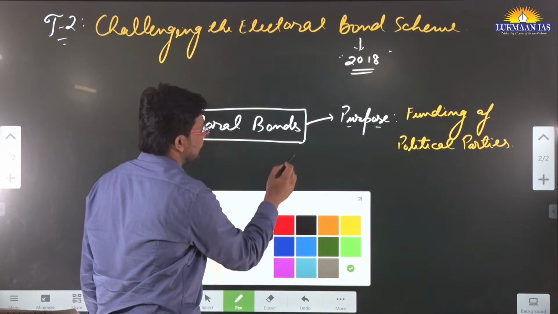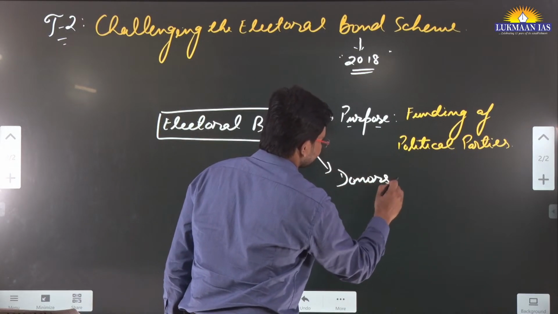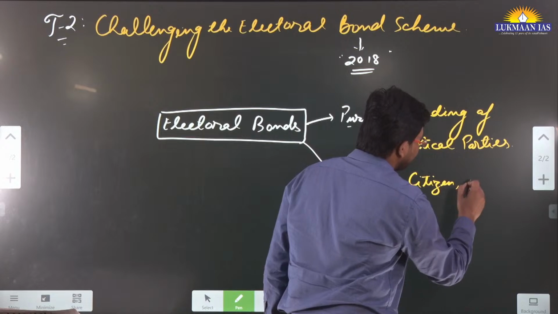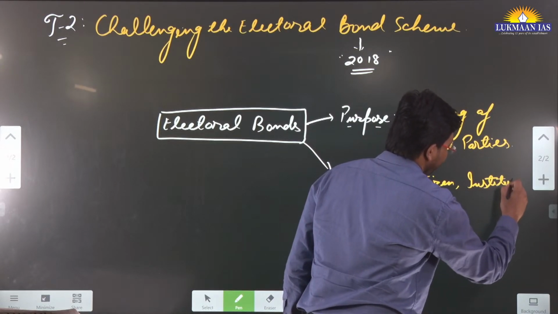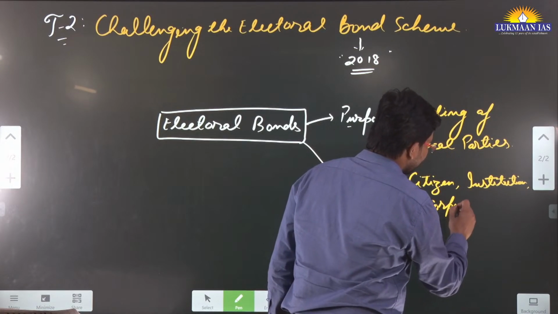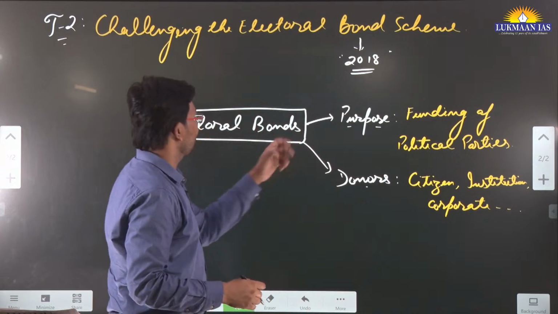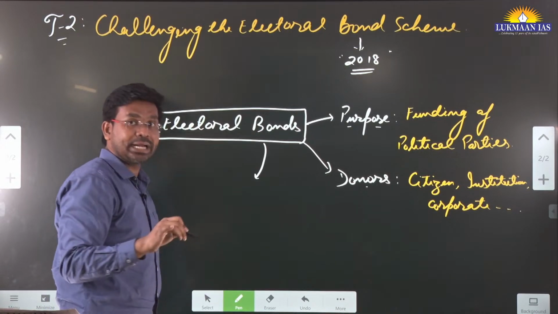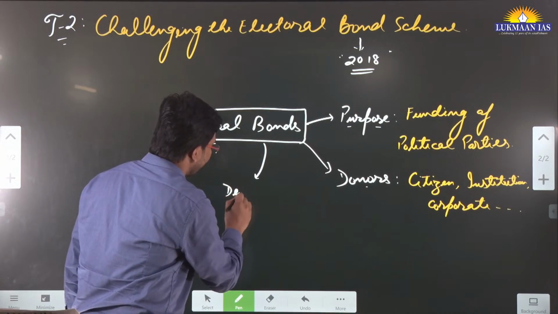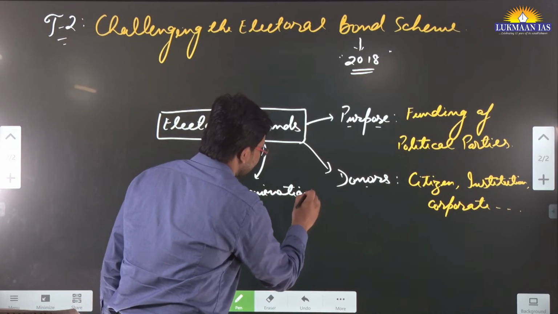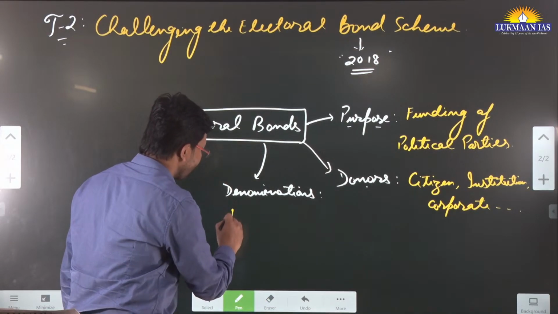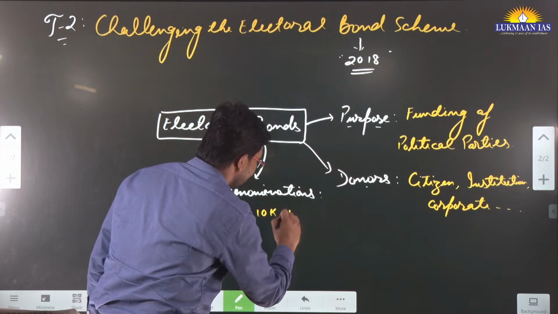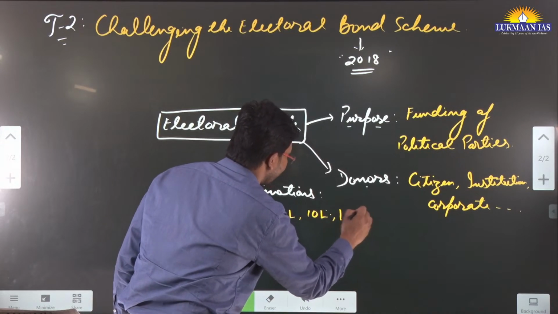Means, who funds these political parties? Who are the donors? Donors can be anyone. It can be a citizen of India, an institution, or a corporate. So anyone who has a designated bank account can be a donor to these political parties. Apart from this, what are the denominations of these electoral bonds? If we talk about denominations, it can be 1,000 initially, then 10,000, 1 lakh, 10 lakh, or 1 crore, up to 1 crore.